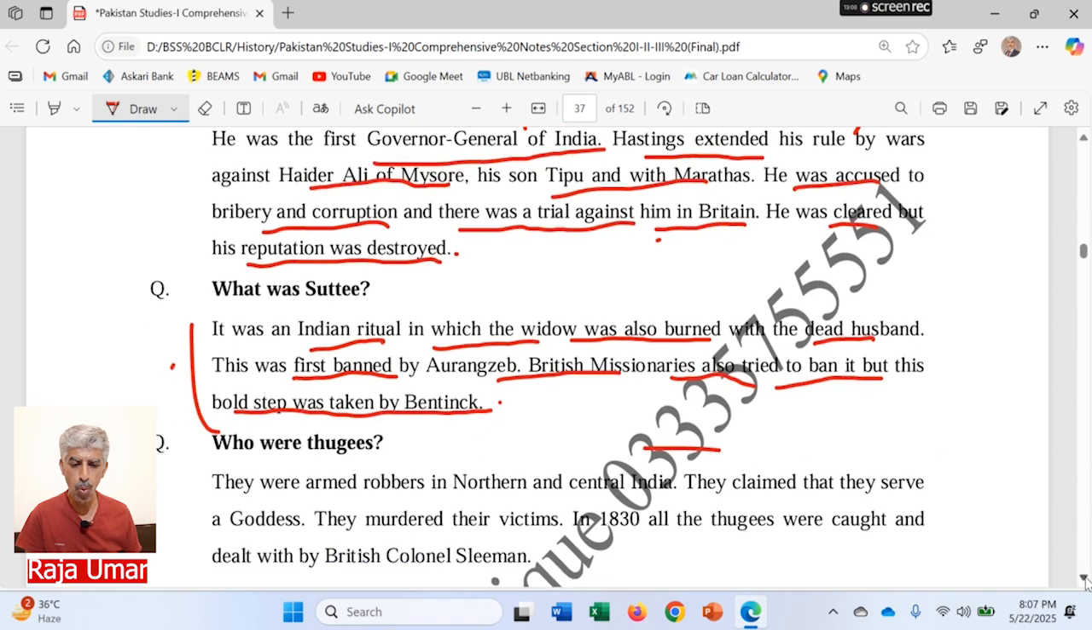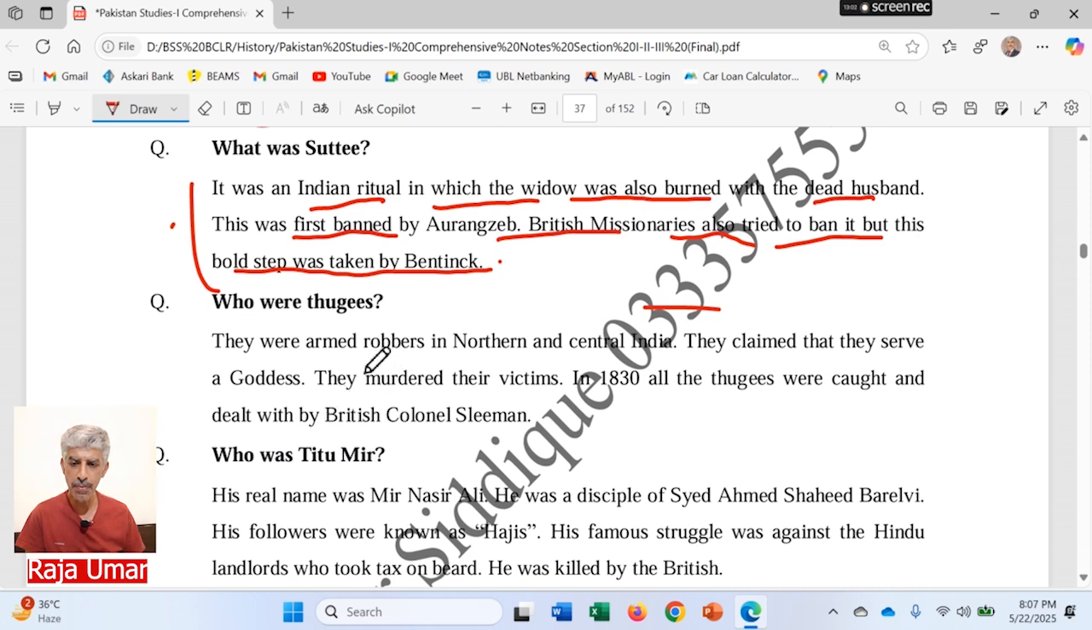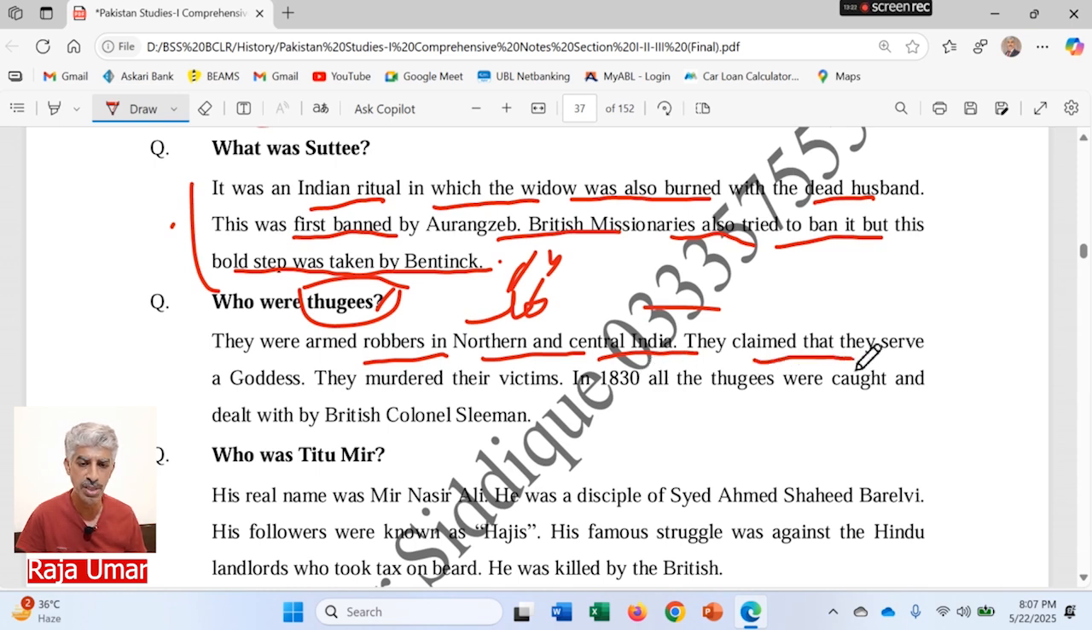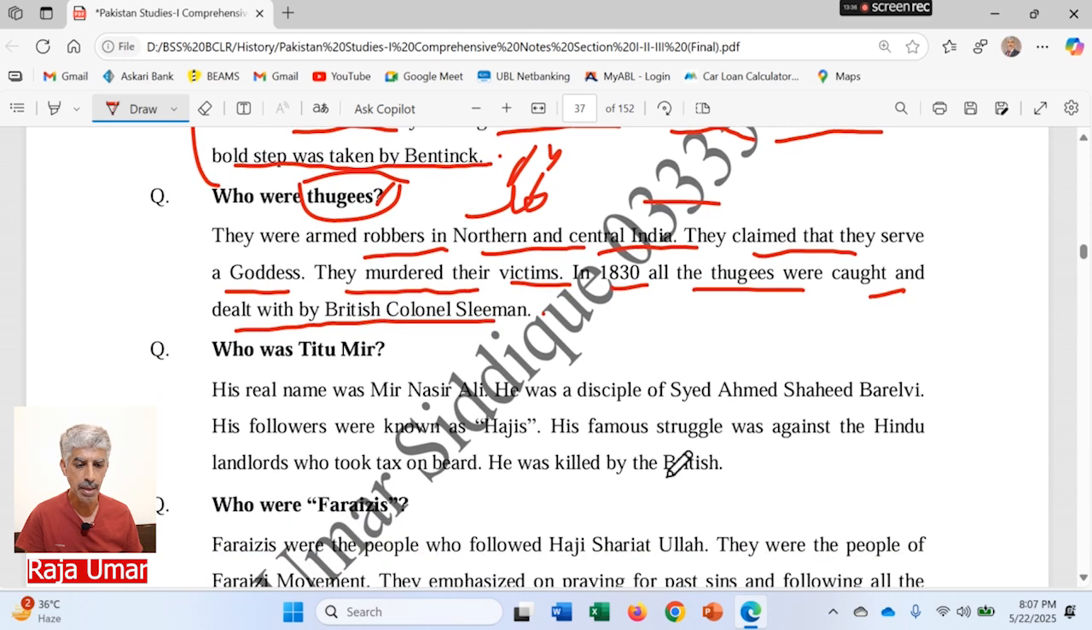Who were Thuggis? They were armed robbers in northern and central India, a sort of common language word of the subcontinent, what we call thug, what we call the vagabonds. Robbers in northern and central India, they claimed that they served a goddess. They murdered their victims. In 1830, all the Thuggis were caught and dealt with by the British colonial administration, and they came under the law.